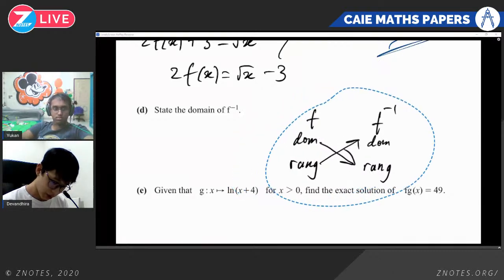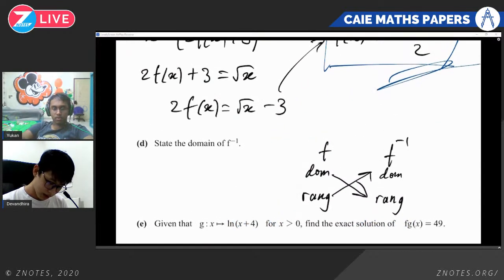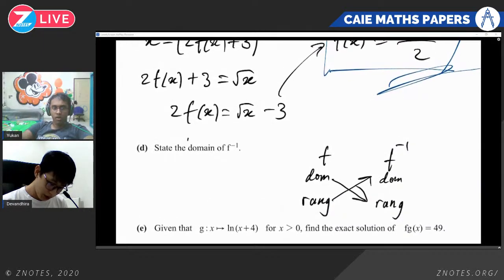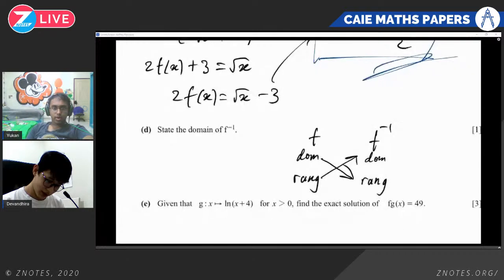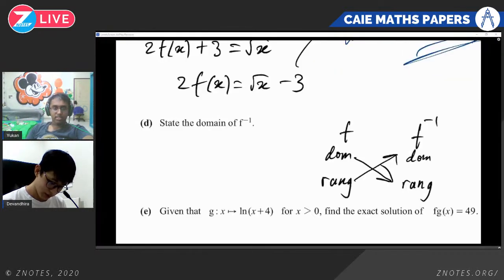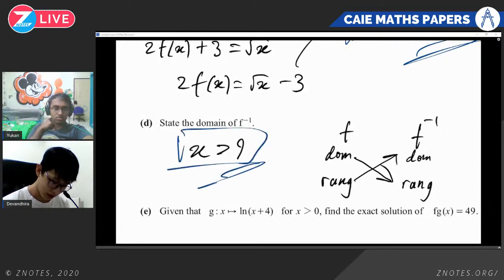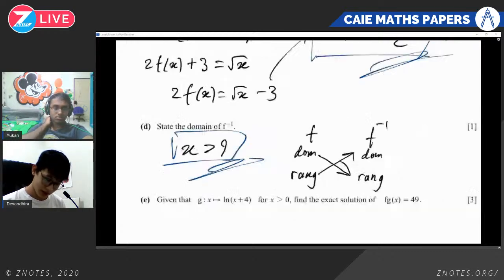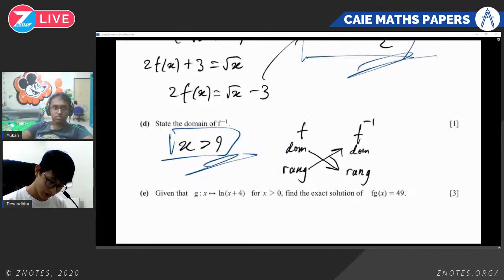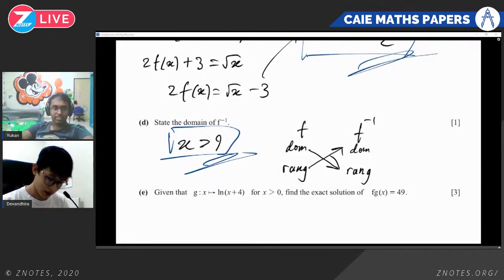So let's apply that rule here. That means the domain of f inverse is the range of f, correct? What was the range of f before? It was f of x is more than 9. So that was the range of f. But if you want to write the domain of f inverse, we have to write x greater than 9, like that. Is it clear, Yugen? Yeah, everything is clear.